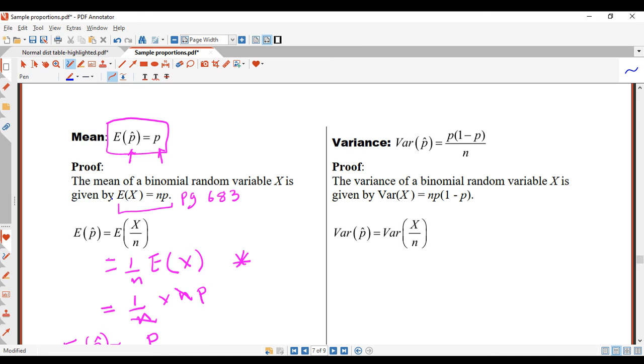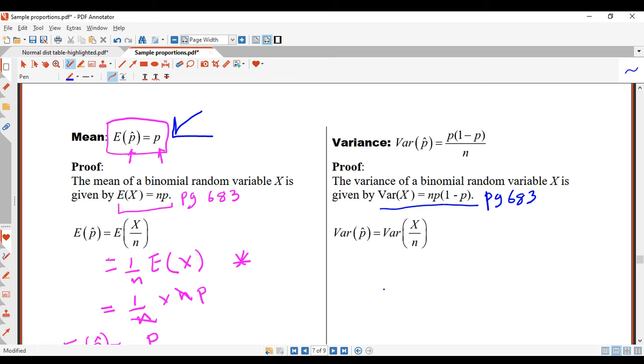Now, this here is the first formula we're going to use in one of our questions. This is the second one, our last new formula. The variance of the sample proportion is P times 1 minus P, over n. To prove this formula, we need to remember a formula that we proved previously on page 683 again. In the proof, we're going to use this result which we previously proved.